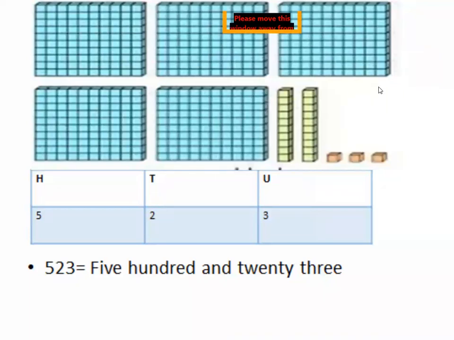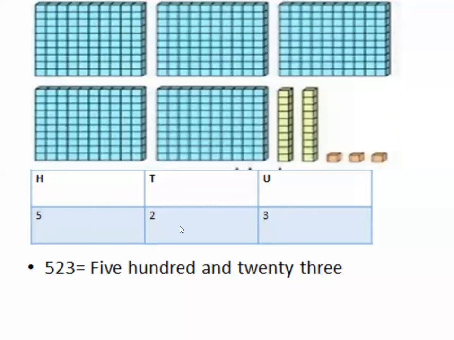Now tell me how many unit blocks are there. Aisha Shoaib, your answer is right. There are only 3 unit blocks, so we write 3 in the unit column. So 5 hundreds, 2 tens, 3 units makes the number 523. We write 5 in the 100 column, 2 in the tens column, 3 in the unit column.